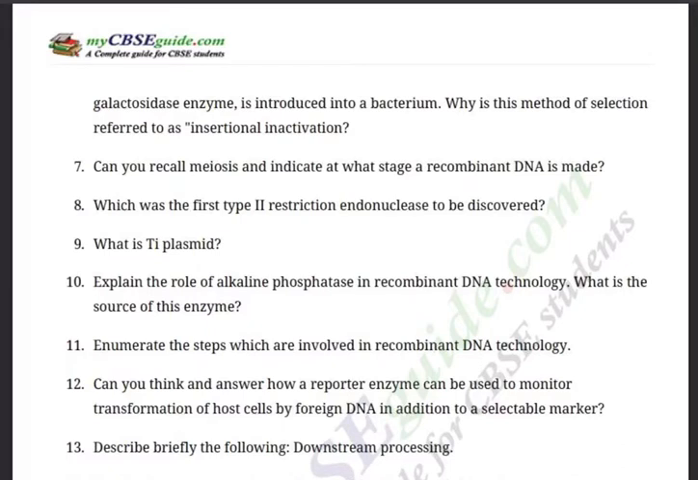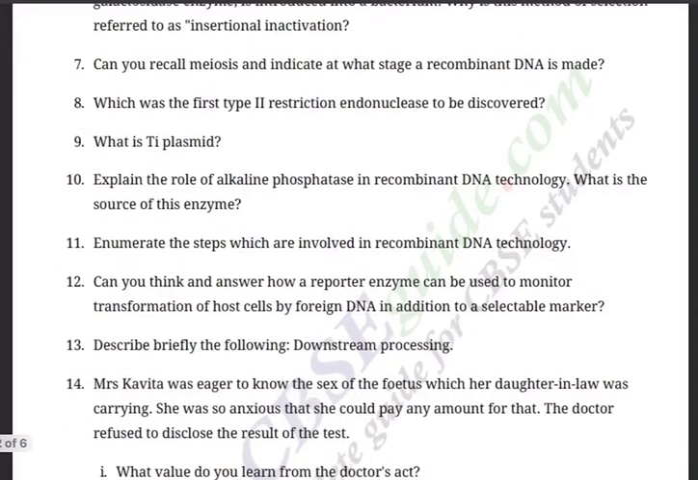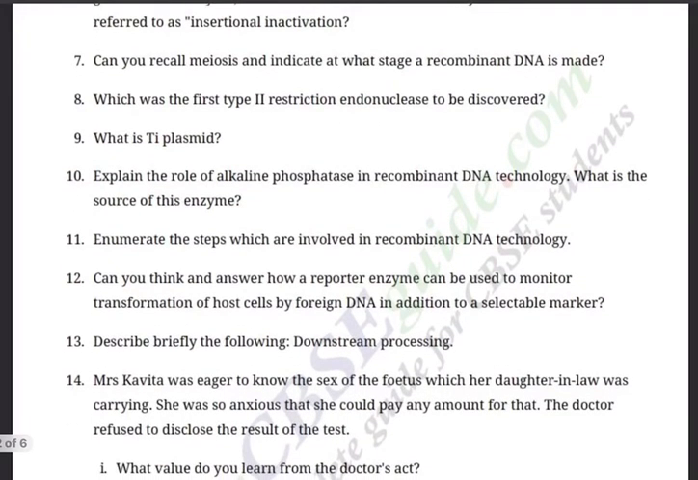Question 7. Can you recall meiosis and indicate at what stage rDNA is made? Question 8. Which was the first type 2 restriction endonuclease to be discovered? Next, what is TI plasmid? Tumor inducing, right? Question 10. Explain the role of alkaline phosphatase in rDNA technology. What is the source of this enzyme? Question 11. Enumerate the steps that are involved in rDNA technology.